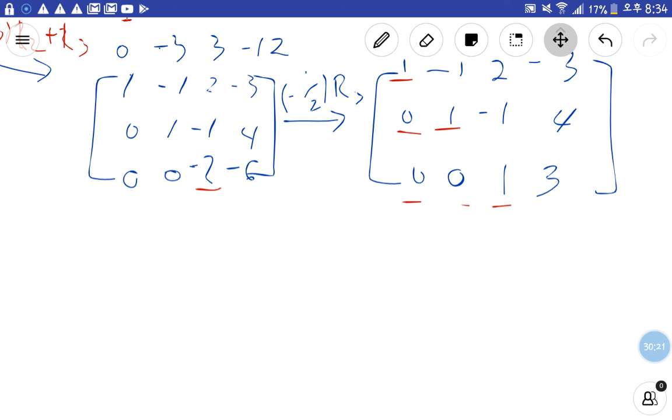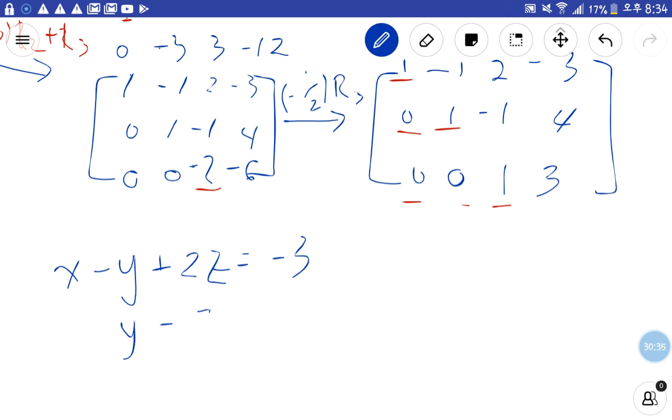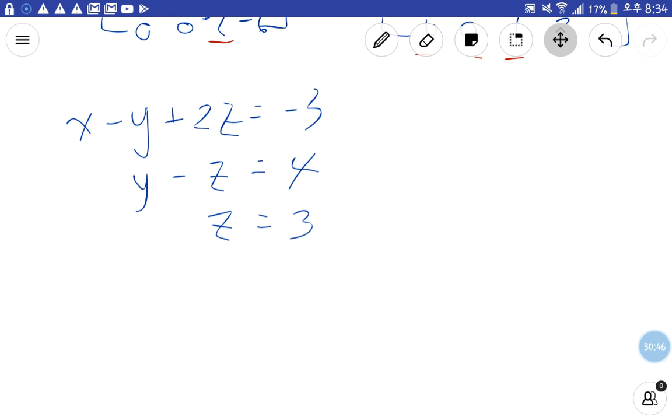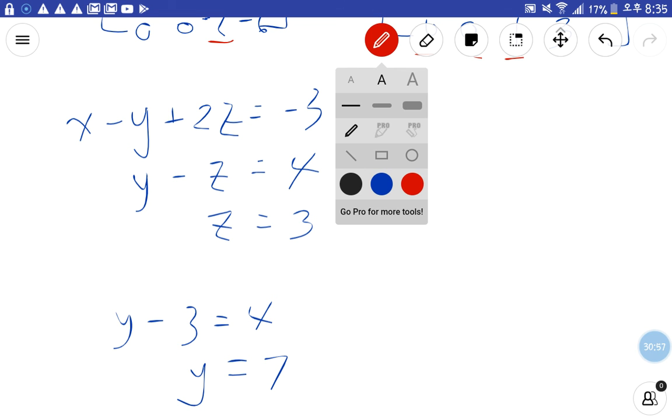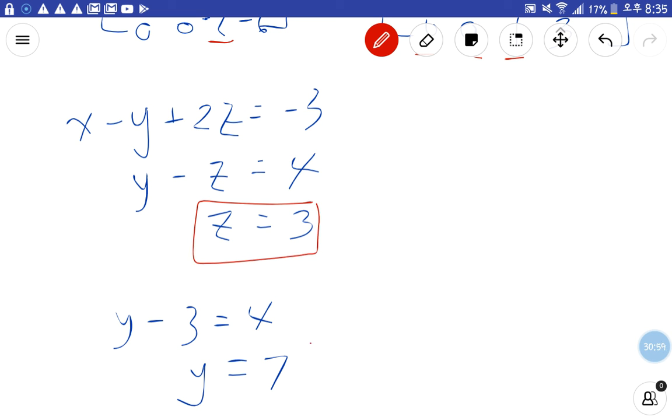Okay, now we are going to replace everything back to the system. So I have x minus y plus 2z equals -3. I have y minus z equals 4, z equals 3. So now, what should I do? I'm going to substitute my z as 3 into my second equation, and then you would have y minus 3 equals 4, y equals 7. So I got my values, z equals 3, y equals 7.